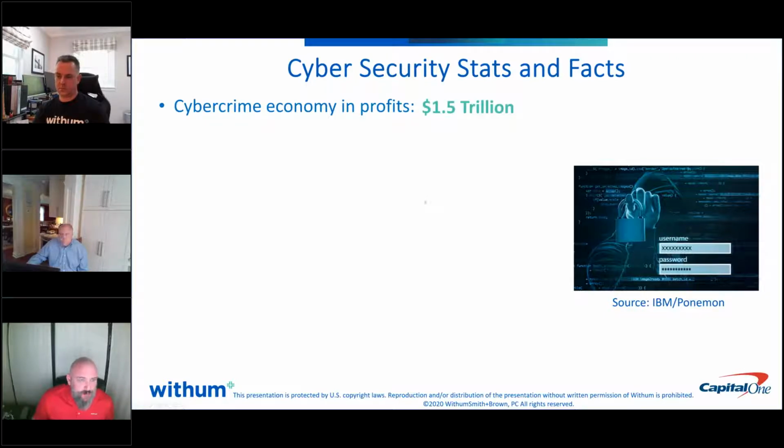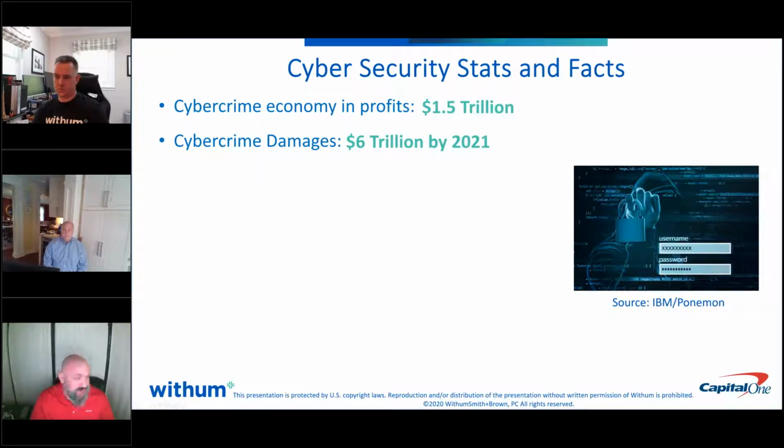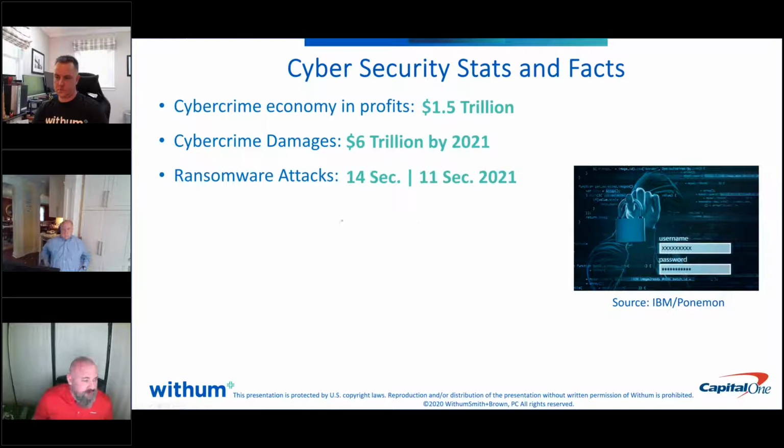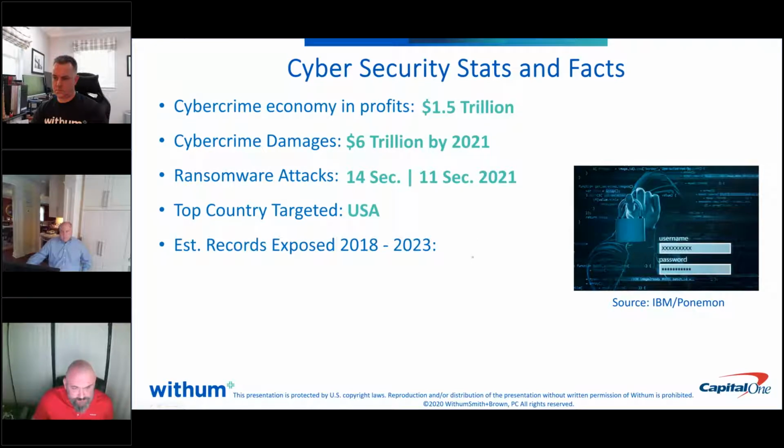So the overall cybercrime economy is a $1.5 trillion economy. Damages to private businesses, public businesses, basically the non-criminals, is approximately going to be $6 trillion by 2021. Ransomware attacks, there's one every 14 seconds as of when we collected this, projected this year to go to every 11 seconds. The top country targeted is the United States. We have the most businesses, the most stuff, we have the most industry. We're targeted the most as far as anything that they want to make money off of.